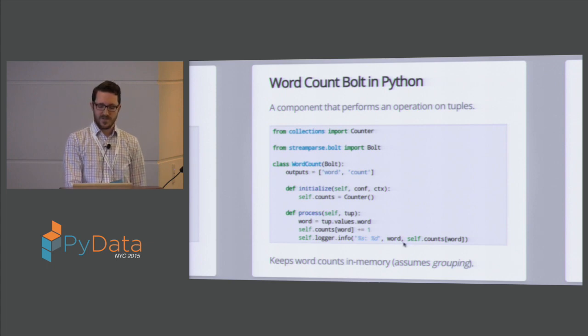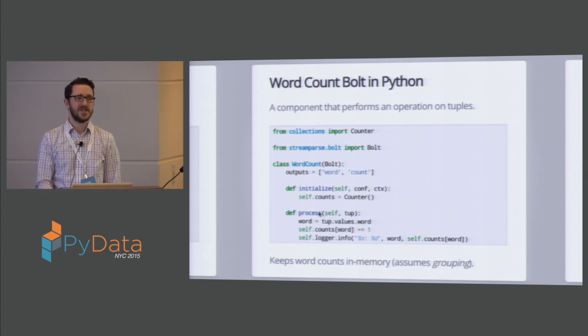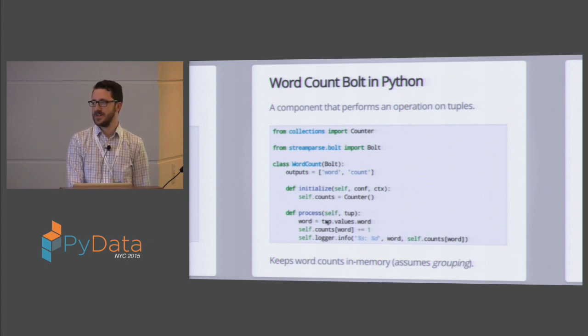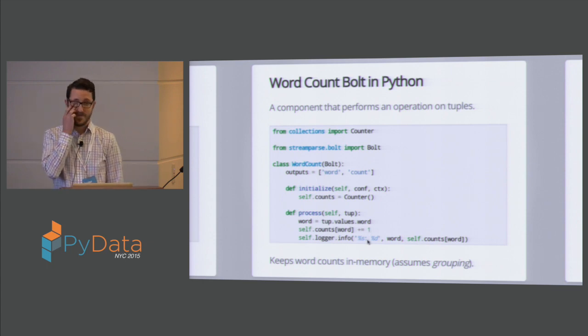And then a simple word counting bolt we have here. Again, we have something that we're initializing here, a simple counter. And then there's a process method that you need to implement that takes a tuple and does something with it. In this case, you can see that we can access the values by name, which is something new in newer versions of Streamparse and Storm. You used to have to do everything by index, and so you'd have to keep track of what index all of your fields were, and that was really irritating. So we get a word, we increment the counter, and then we just log that for debugging.